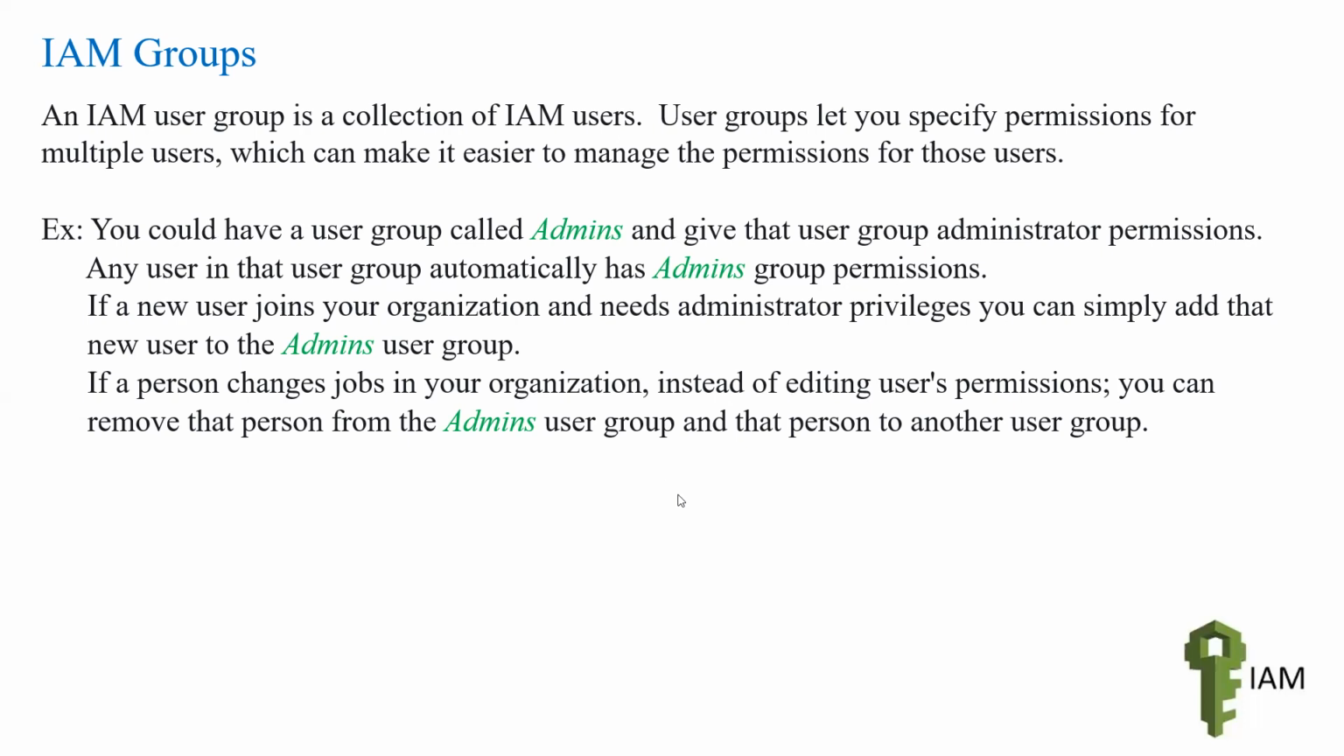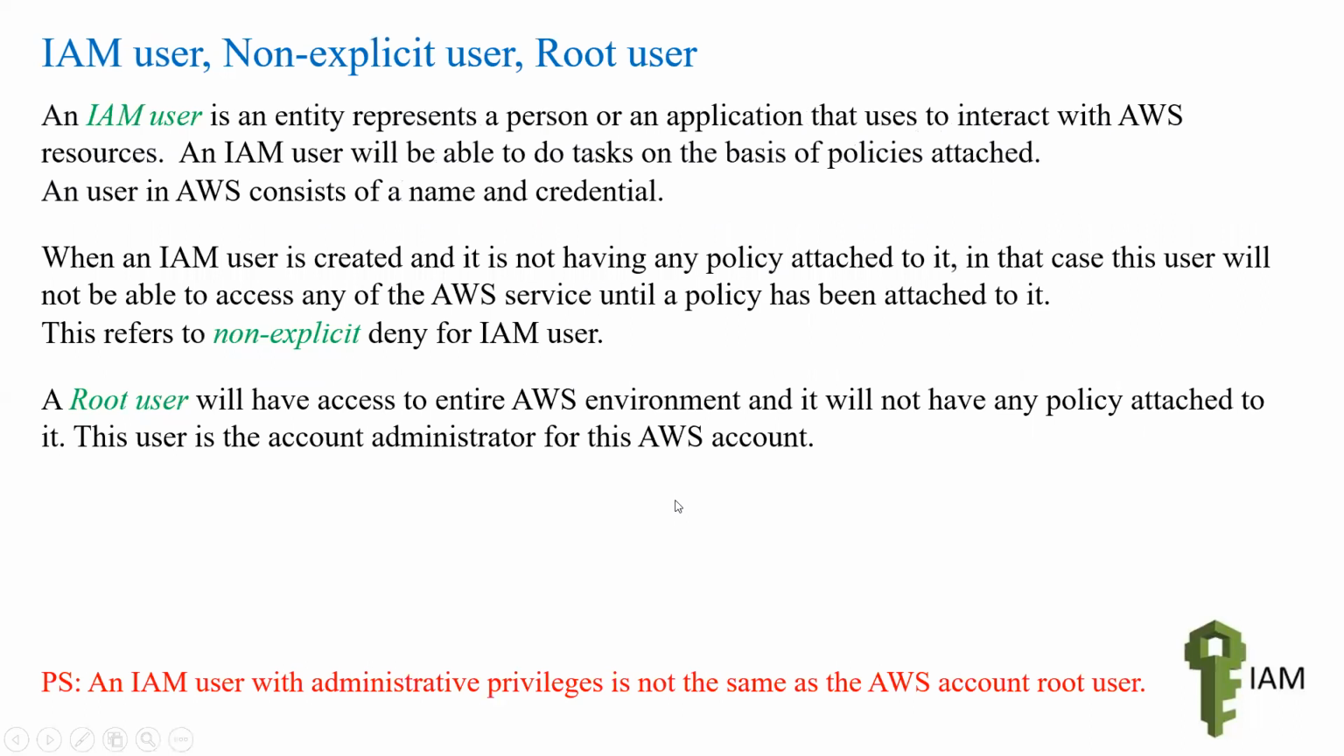Okay, good. So the next topic is IAM user, non-explicit user, and a root user. What are the three different types of users and what is the difference? We will find out. An IAM user is an entity that represents a person or an application that is used to interact with AWS resources. So an IAM user will be able to do tasks on the basis of policies attached.